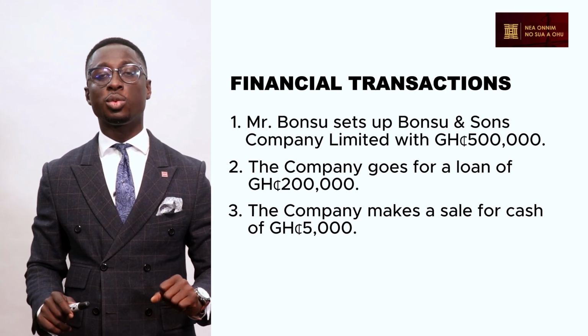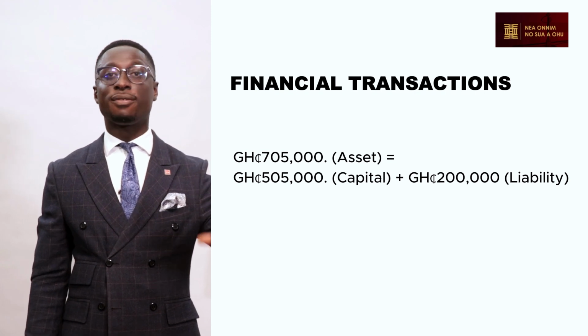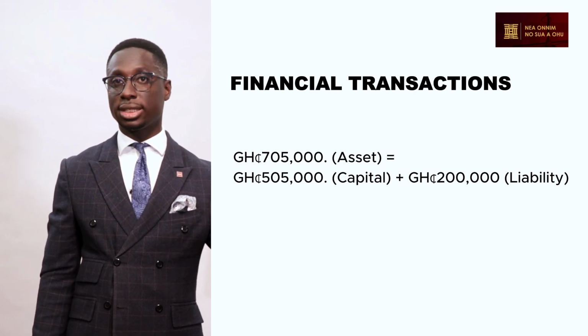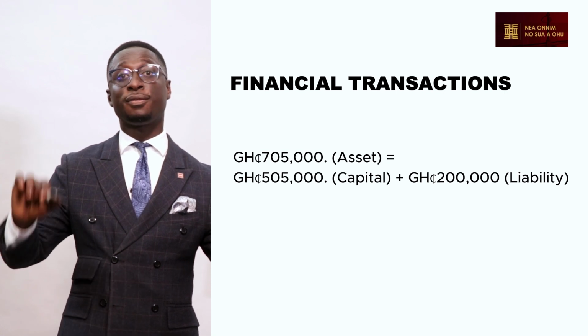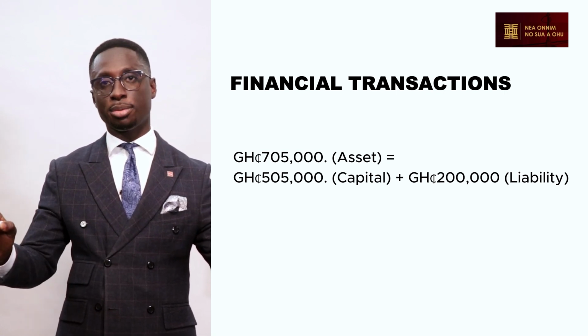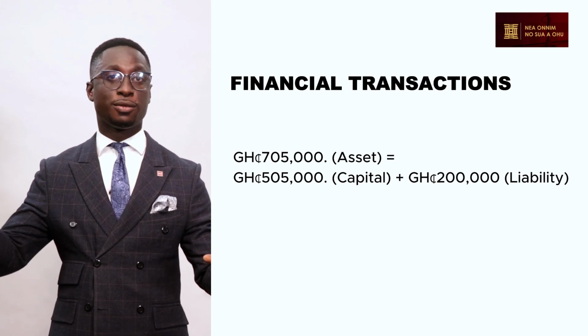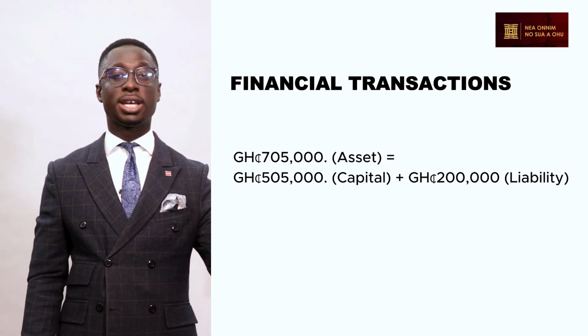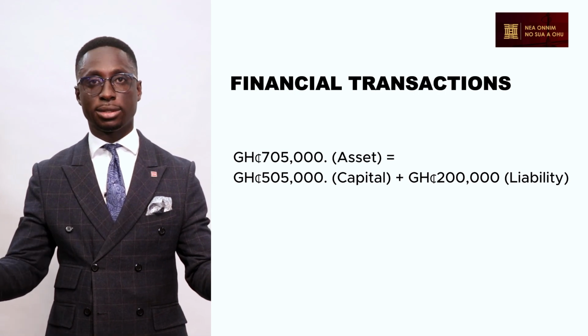Does this make sense? Great. So now we are going to have the equation becoming 705,000 for assets is equal to 505,000 for capital plus 200,000 for liabilities. So you have 705,000 is equal to 705,000.